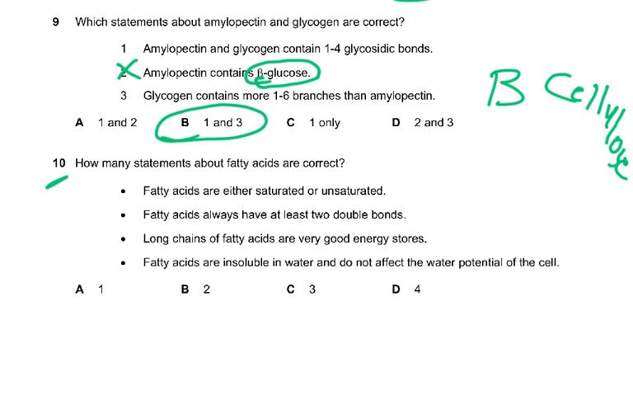Question number 10. How many statements about fatty acids are correct? Fatty acids are either saturated or unsaturated. Fatty acids always have at least 2 double bonds. Long chains of fatty acids are very good energy stores. Fatty acids are insoluble in water and do not affect the water potential of the cell. So as you can see, one of these is incorrect. Always have at least 2 double bonds? No, that is wrong. So 3 are correct. So the answer is 3. You've got to read up more on biological molecules and the structure of fatty acids.